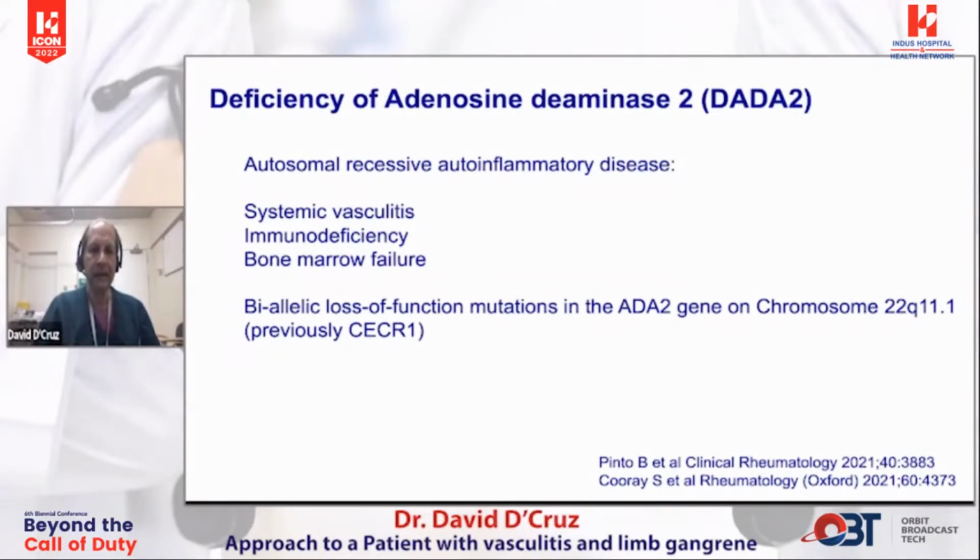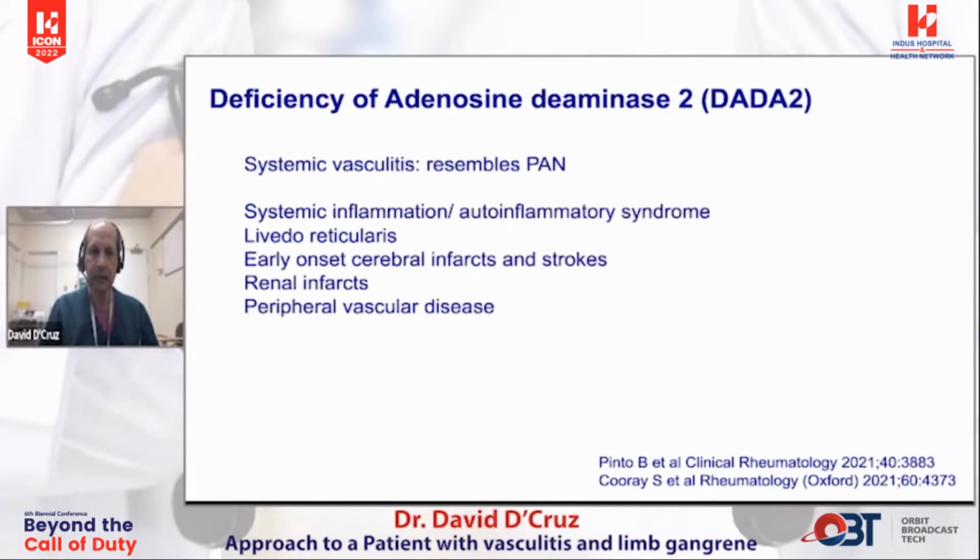This is due to biallelic loss of function mutations in the ADA2 gene on chromosome 22q11.1, previously known as CECR1. The systemic vasculitis in DADA2 resembles PAN, hence the relevance to this talk. These patients present with systemic inflammation, autoinflammatory features, livedo reticularis, early onset cerebral infarctions and strokes, renal infarcts, and peripheral vascular disease. So very, very similar indeed to PAN.